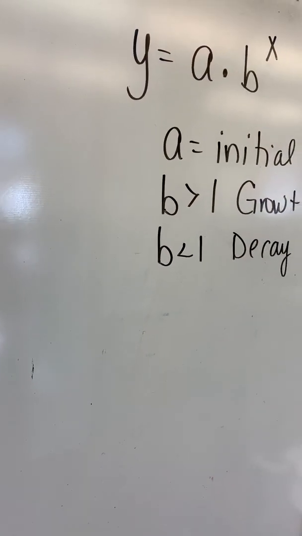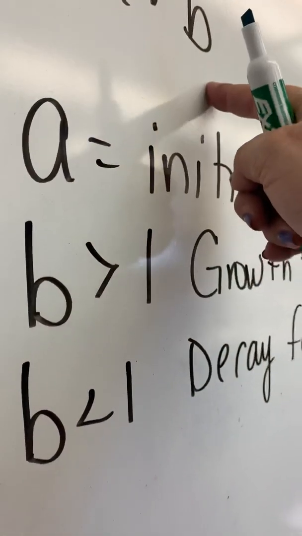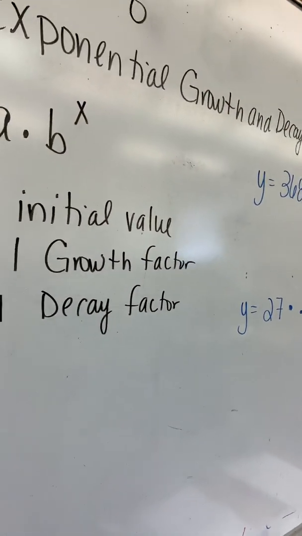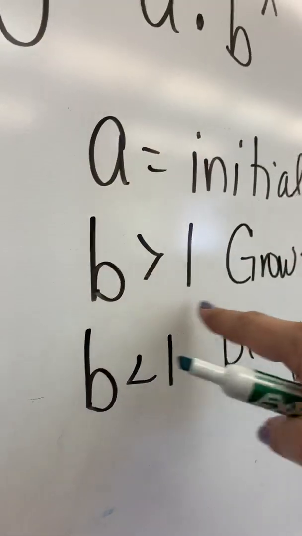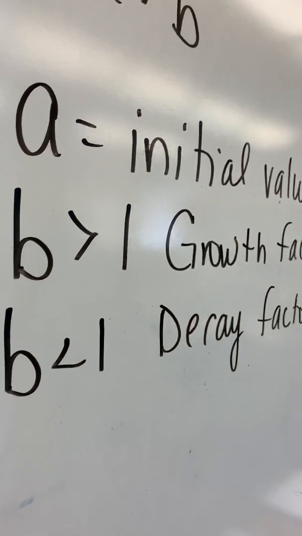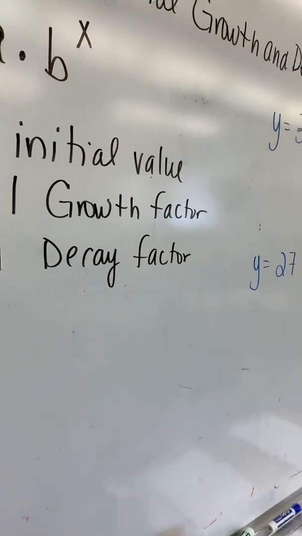So, exponential growth and decay, there's your formula. Y equals A times B to the X. A is your initial value. That's how many you initially populated or how many you initially counted. If your B is greater than 1, you have a growth factor. If your B is less than 1, it's a decay.